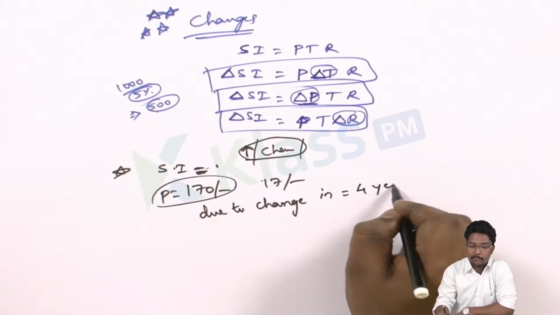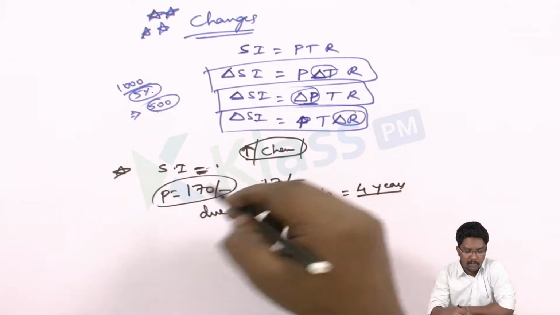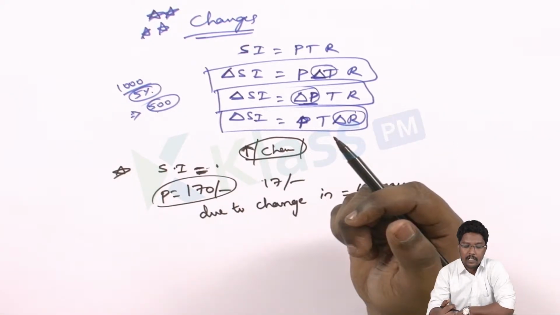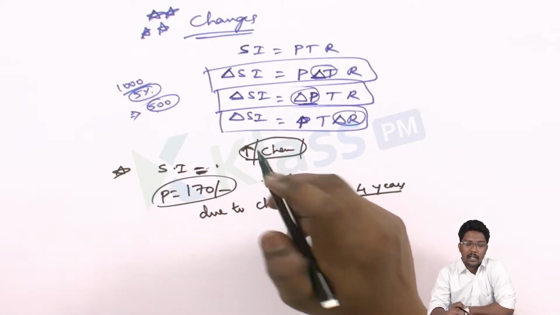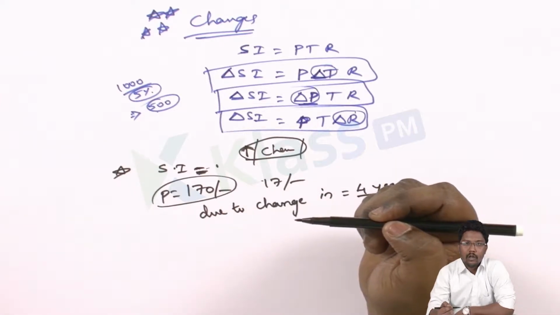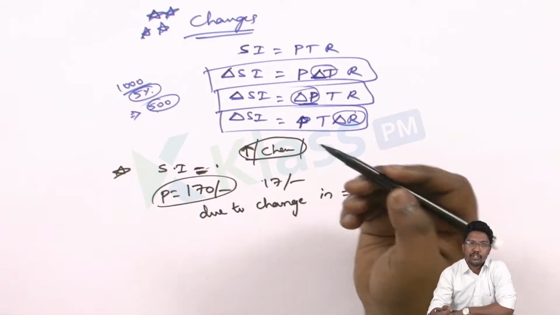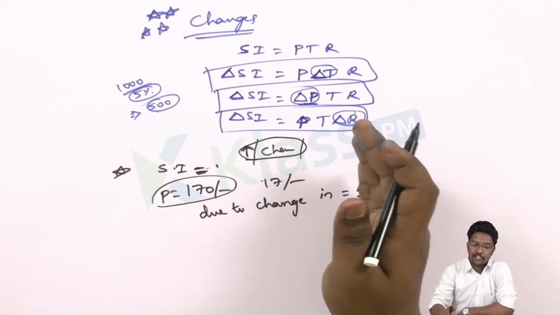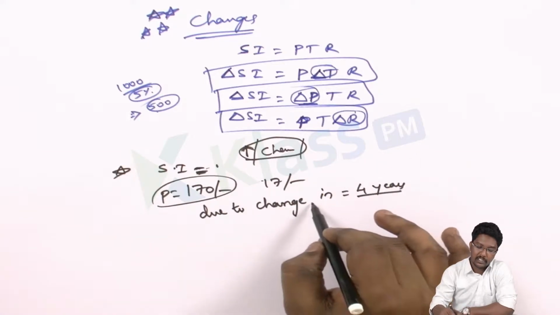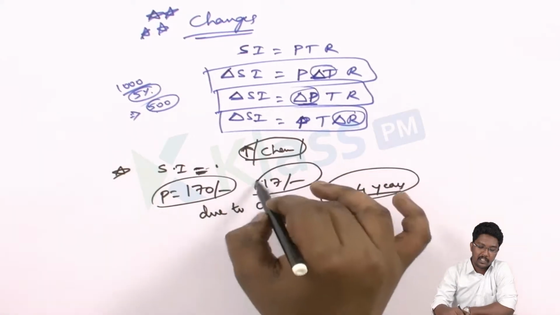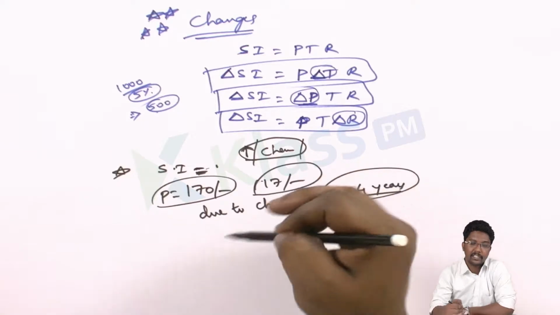It is 4 years. So initially I borrowed 170 rupees from one person at some rate of interest, but I am unable to pay that amount. So my time period is changed to 4 years. Initially I kept it as 2 years or 3 years, I don't know. But due to the change in the time period, my interest is increased by 17 rupees. So I have to pay 17 rupees more.